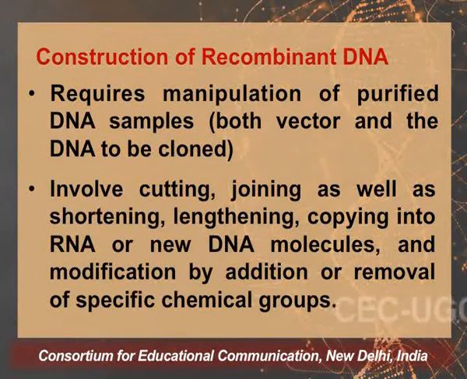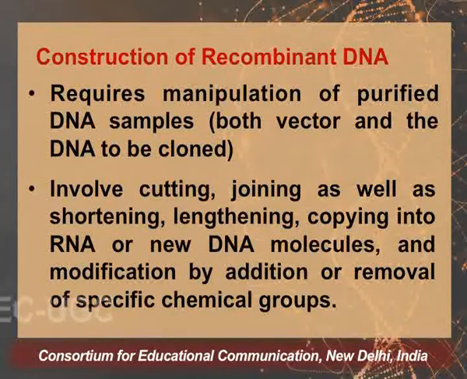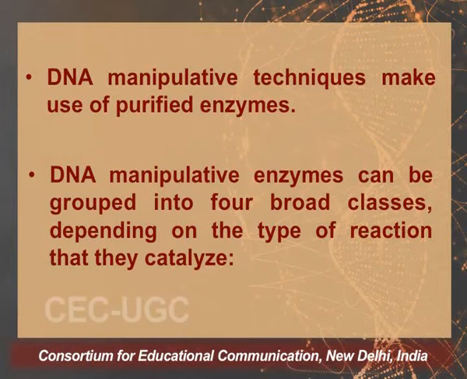Now, I will just review that for the construction of recombinant DNA, we need to manipulate the purified DNA samples, both the vector and our gene of interest or the fragment DNA to be cloned. This involves cutting, joining as well as shortening, lengthening, copying into RNA or new DNA molecules, and modification by the addition or removal of specific chemical groups. DNA manipulative techniques make use of purified enzymes, which can be grouped into 4 broad classes depending on the type of reaction that they catalyze.